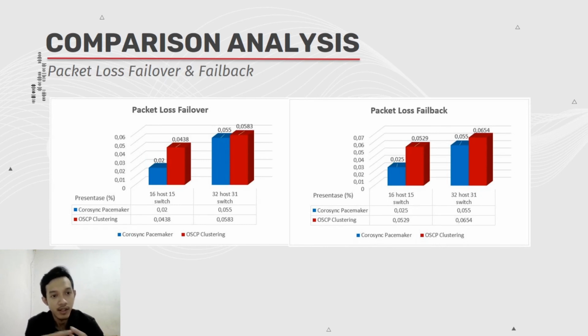Next, comparison analysis of packet loss, failover, and failback. The more nodes there are, the greater the packet loss obtained. Packet loss from OSGP clustering is more stable than crossing pacemaker. This is caused by the increasing number of nodes. The load on the controller increases, so the packet loss obtained is greater.